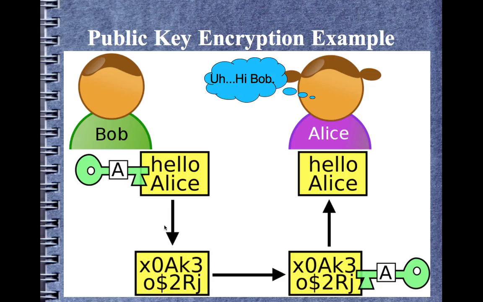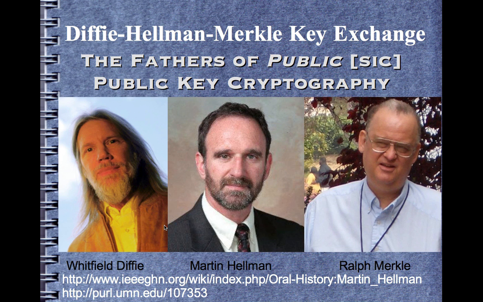If the year was 1973, and you were the British gentleman who did it in secret for Queen and Country, then you'd be the first. If it was 1976 and you were one of a trio of clever Americans named Diffie, Hellman, and Merkle, then you'd be known as one of the founders of public key cryptography. You'd be my hero, and I'd be asking you for your autograph.